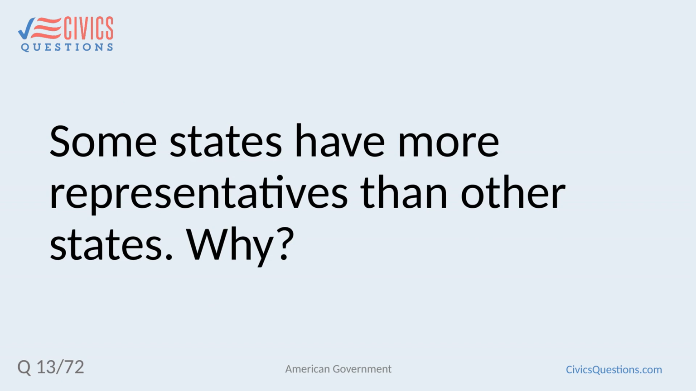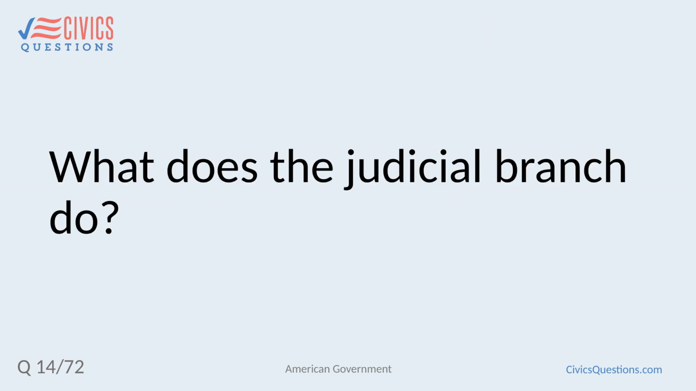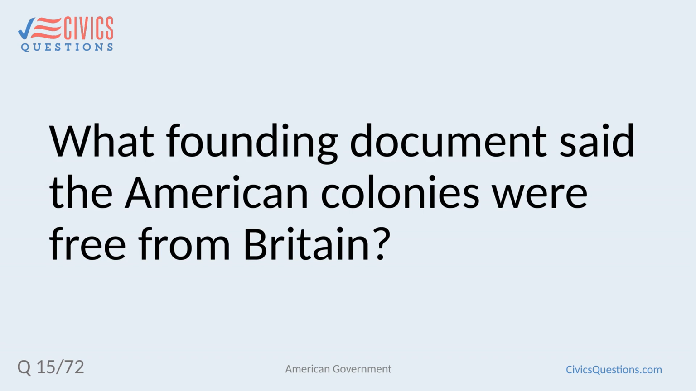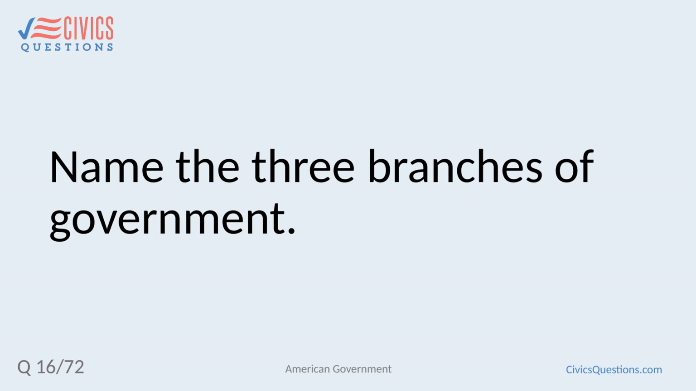Some states have more representatives than other states. Why? Because of the state's population. Because they have more people. Because some states have more people. What does the judicial branch do? Reviews laws. Explains laws. Resolves disputes, disagreements about the law. Decides if a law goes against the U.S. Constitution. What founding document said the American colonies were free from Britain? Declaration of Independence. Name the 3 branches of government.